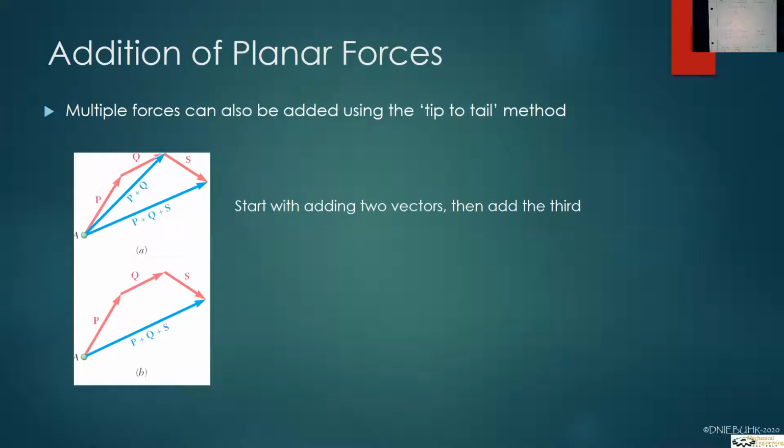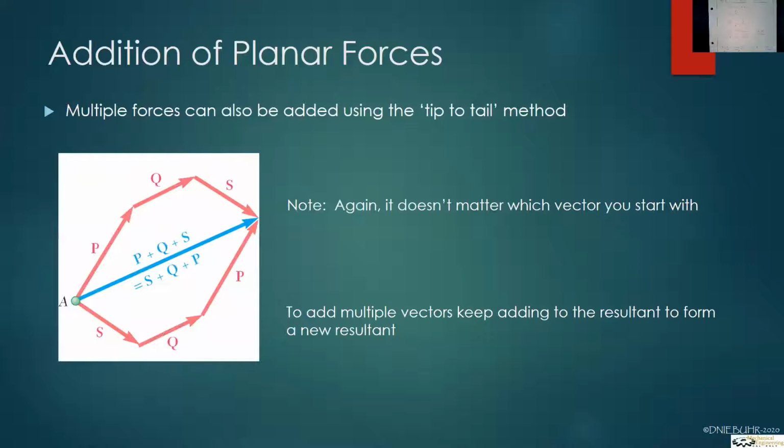If you have multiple forces, more than two, then you start off with adding two of those forces together and then finding the resultant. So here we have P plus Q gives us the resultant in the blue arrow. And then we go ahead and add S, which gives us P plus Q plus S. And again, it doesn't matter which order you add them in, the result will always be the same. If you had more than three vectors, you could continue to just add as you saw fit until you had the resultant for all of your vectors. So again, it doesn't matter how you start.